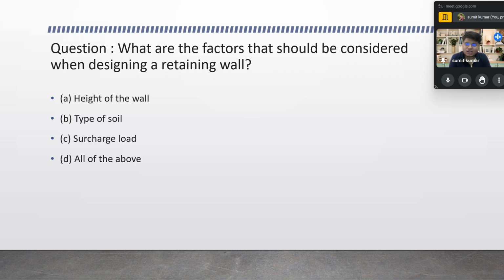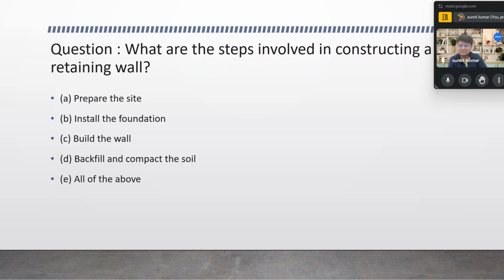What are the factors that should be considered when designing a retaining wall? The factors are the height of the wall, type of soil, and surcharge load. We already know that the height of the wall, type of soil, and surcharge load, everything needs to be taken care of while designing a retaining wall. So option D is the correct answer.